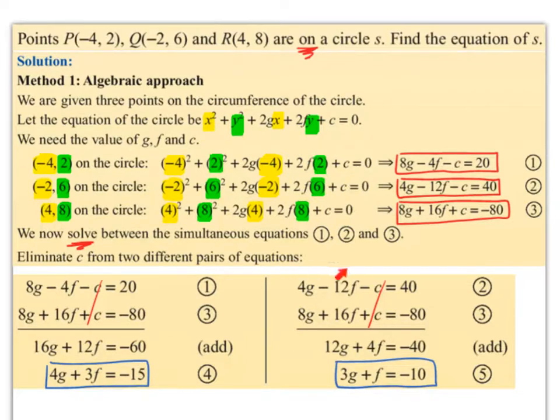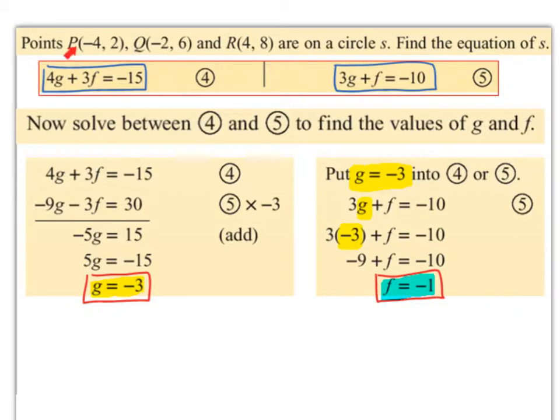So next we take equation 2 and equation 3, and again we can instantly eliminate the c's. We're left with 12g plus 4f equals minus 40, and simplifying we have 3g plus f equals minus 10. So here we have equation 5. So remember, this was equation 4, this was equation 5.